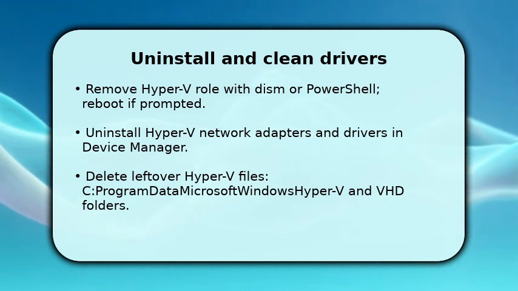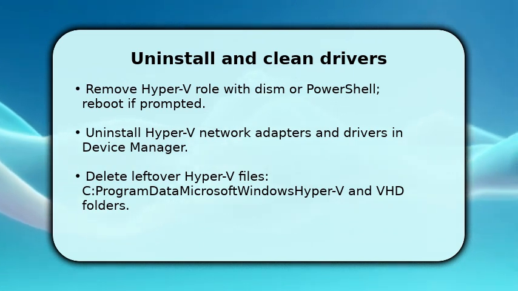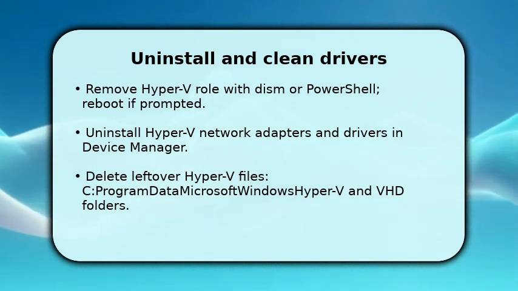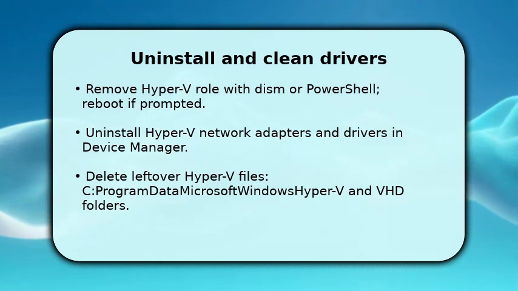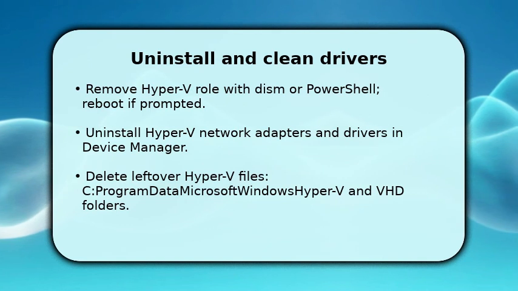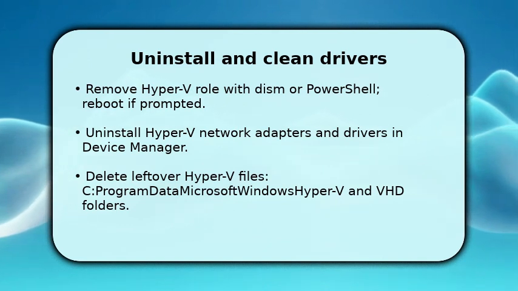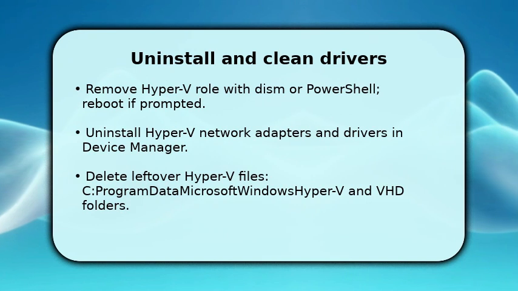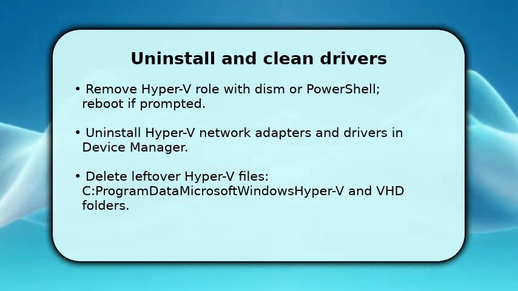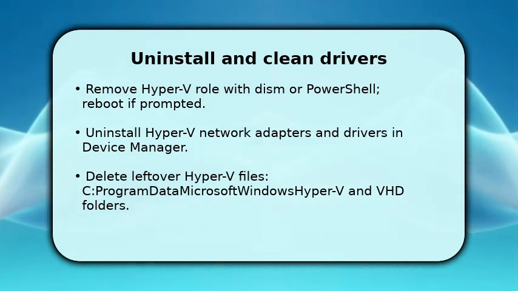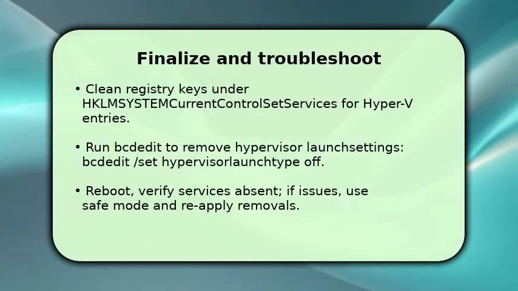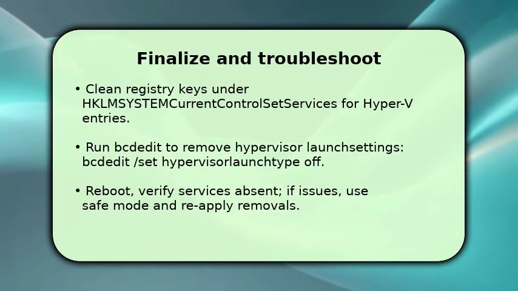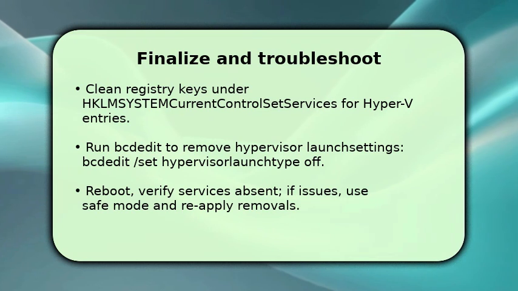Then delete leftover folders such as /ProgramData/Microsoft/Windows/Hyper-V and any orphaned VHD or checkpoint files from storage locations. To finish, remove residual registry service entries for Hyper-V components under HKLM/System/CurrentControlSet/Services, but export keys before editing. Then run bcdedit /set hypervisorlaunchtype off to prevent the hypervisor from starting.